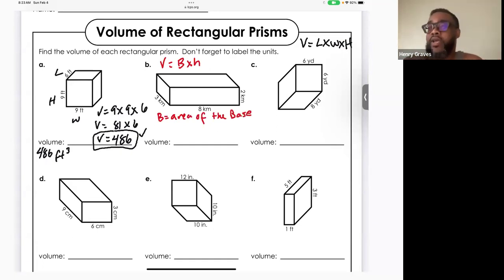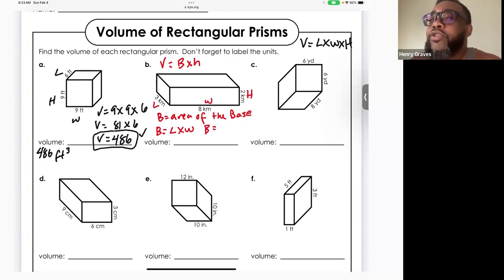Anyways, area of the base. In this case, my base is a rectangle, right? So my B is actually gonna be equal to the length times the width, because the area of a rectangle is length times the width. So I'm basically taking this guy here. This is my length, of course. This is my width, and this is my height. So I'm going to be multiplying my length times width. So I know my B is going to equal 3 times 8, because that's my length and width.